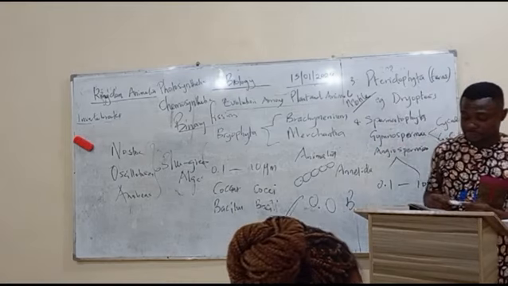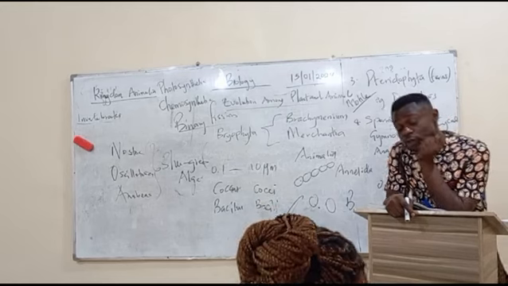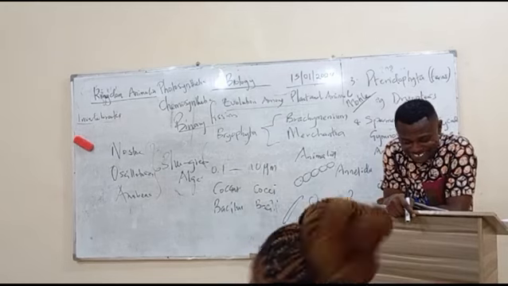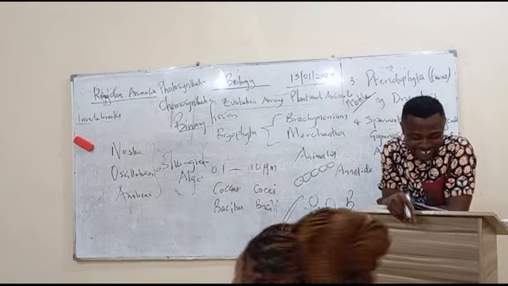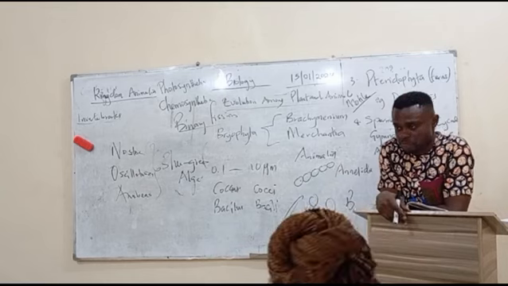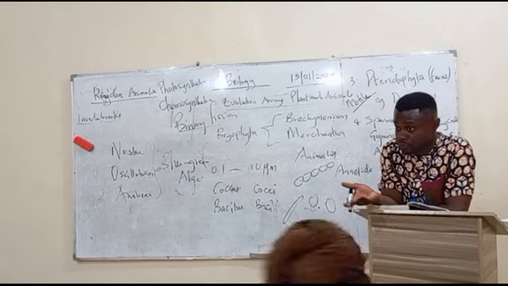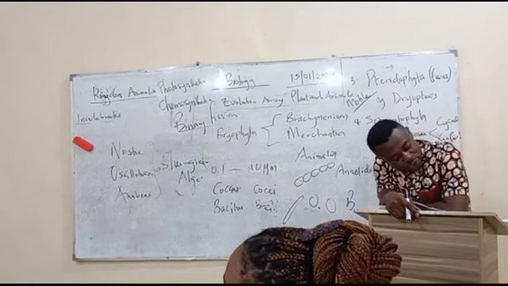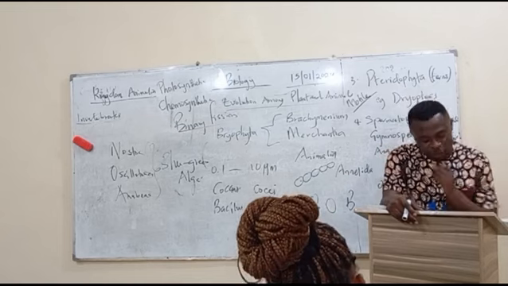Now let's look at this. Under protista, I mentioned we have protozoans and protophyta, right? I said that protophyta have plant-like features, while protozoa have animal-like features. So let's start with protophyta.